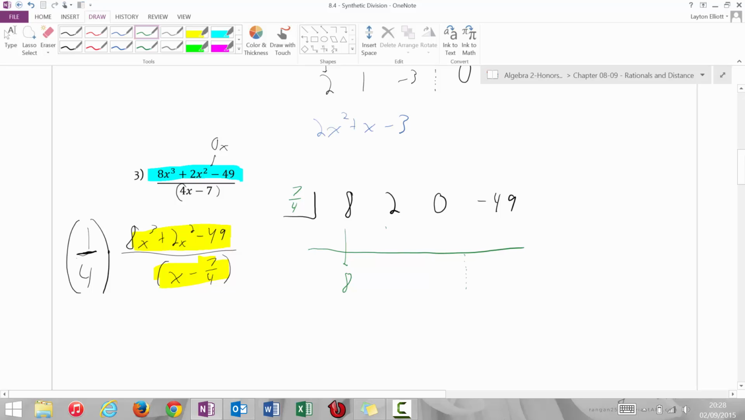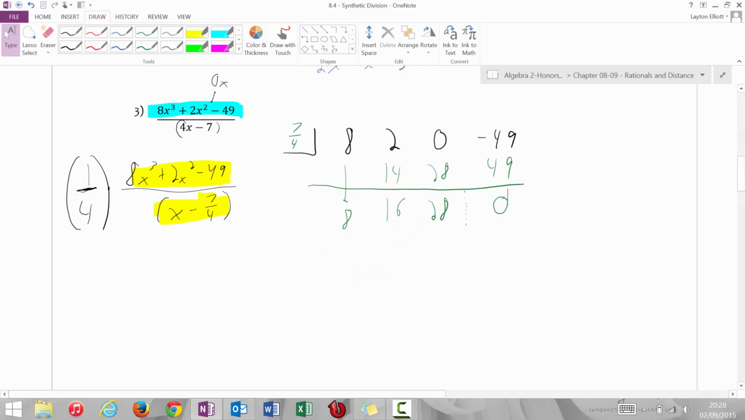Not as hard as it looks. This would be 14. Add to 16, multiply would be 28, add would be 28, multiply would be 49, and add to 0. So it's another remainder 0. And what I get is this polynomial, 8x squared plus 16x plus 28. But to be perfectly correct with this problem, I now have to multiply by the 1/4, or I like to think of it better as divide by 4. And so what I get when I divide by 4 is 2x squared plus 4x plus 7.